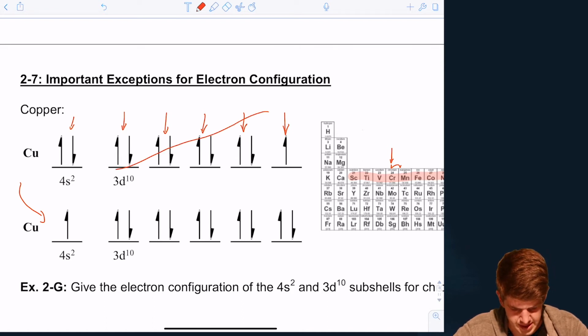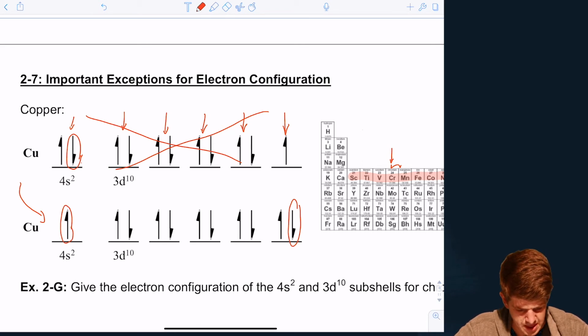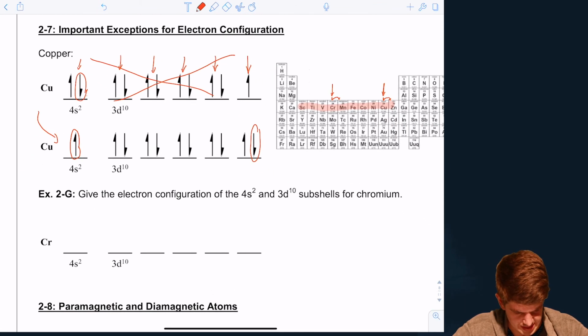So this top example is incorrect, and here I've taken this one electron and moved it into the d block. So now it exists in the d block. Even though I only have one electron in the 4s block and an entire filled 3d block, this is actually preferred. It's more stable. This is the only case where you're really going to see a violation of the Aufbau principle.